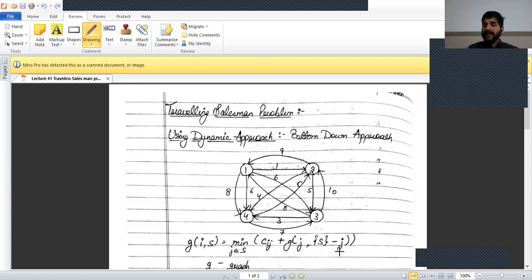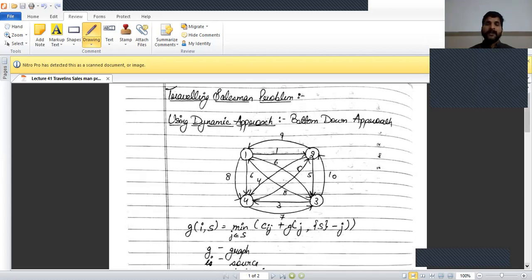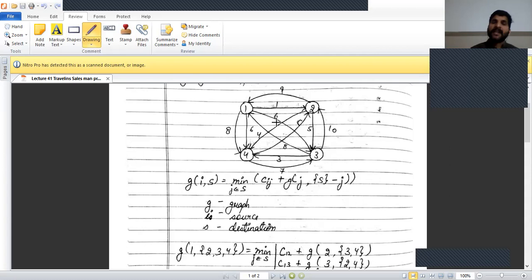In this formula, j denotes a node, i is the starting point, the source node, and S is the set of nodes we can travel to from node i. We calculate all possible path costs, and the optimal solution is found among these calculations. So first we calculate the cost matrix, and after that we apply the dynamic formula of the traveling salesman problem.